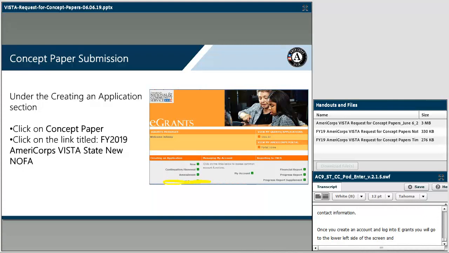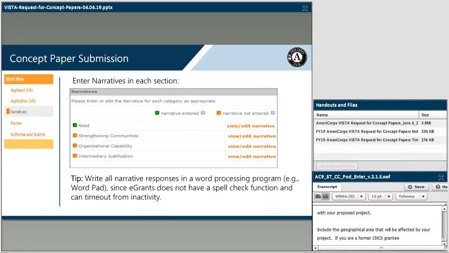In the next window, you will click on Fiscal Year 2019 AmeriCorps VISTA State New NOFA. And again, that's on the slide there. You will be asked to anticipate the length of your project. Most projects typically last between 3 to 5 years. Be sure to select a focus area and objectives that correspond with your proposed project. Also, include a geographical area that will be affected by your project. If you are a former CNCS grantee, there are a few additional questions that you need to answer as well.